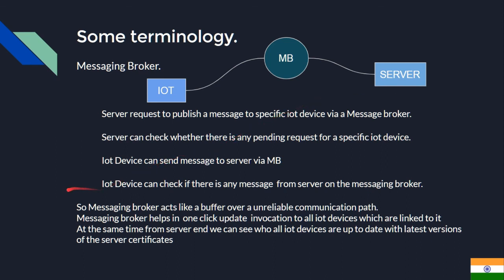The other main advantage of using a messaging queue is that if I want to update all the IoT devices' firmware or anything else, let's say some certificate, such as the server certificate, I would make a single request to the messaging broker: hey, messaging broker, I want to update all the IoT devices. The messaging broker would publish a message to each IoT device, and it would keep track of each message also. So it provides a one-click update invocation call to all the IoT devices which are linked to it.